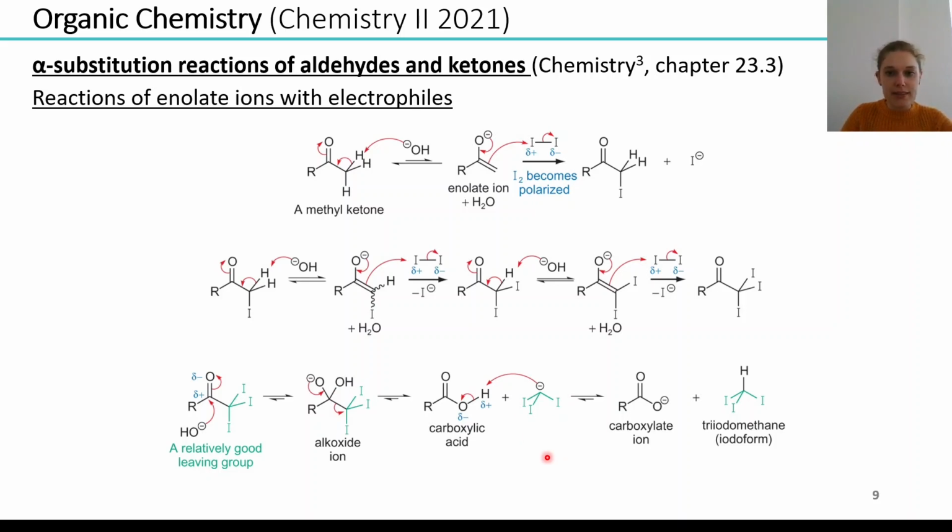Finally, in the last step, the triiodomethyl anion deprotonates the carboxylic acid, and hereby triiodomethane and carboxylate ion is formed. And you can see here we have an equilibrium, whereby the equilibrium lies on the side of the triiodomethane and the carboxylate ion. And the reason for this is that the carboxylate ion is stabilized by resonance and hence more stable than the triiodomethyl anion.